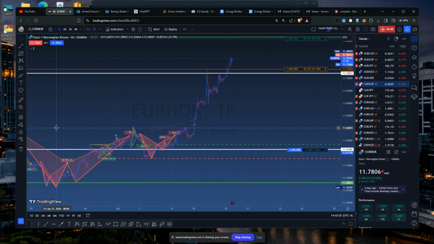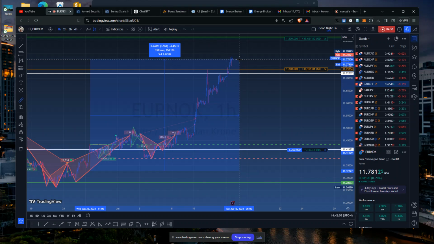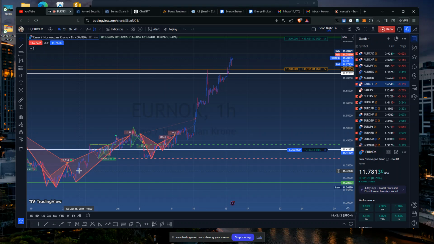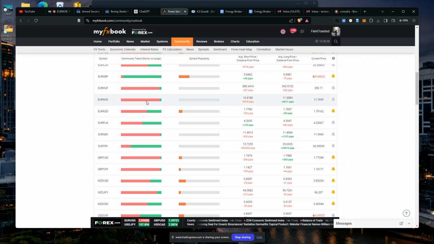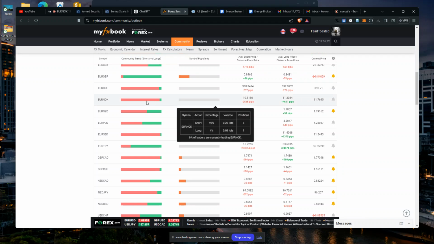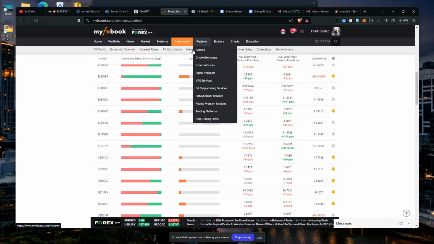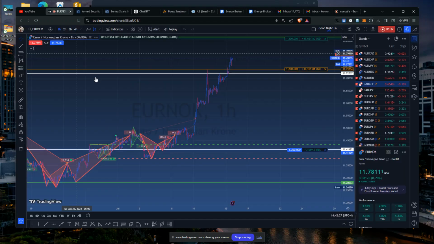The average long got in about right here. The average long that's winning was probably like a 2%. That's the two percent that are winning the trades.